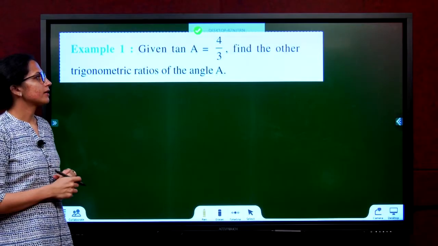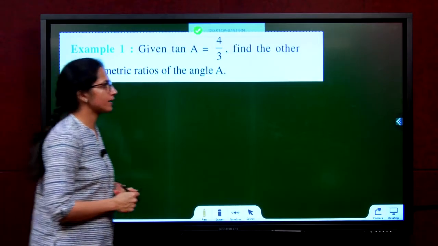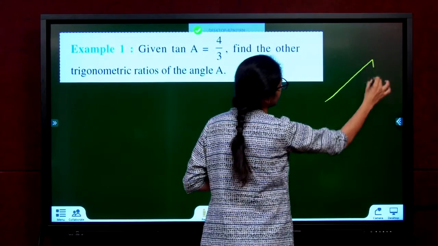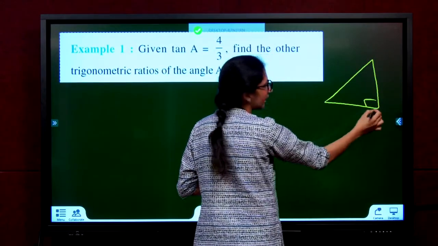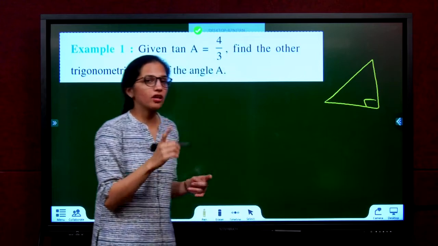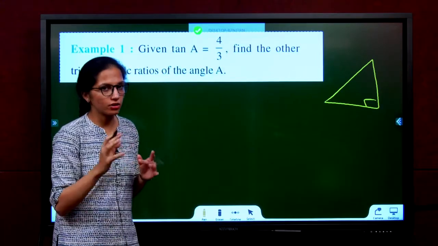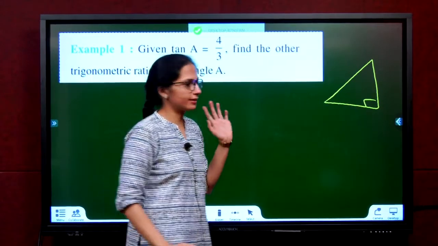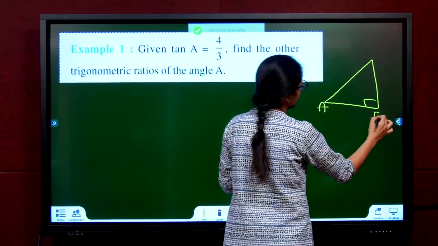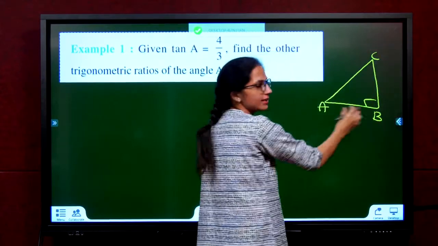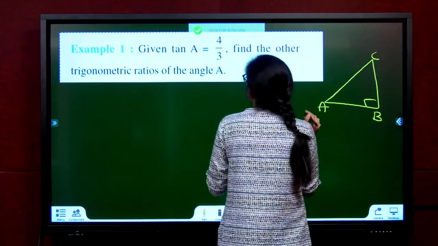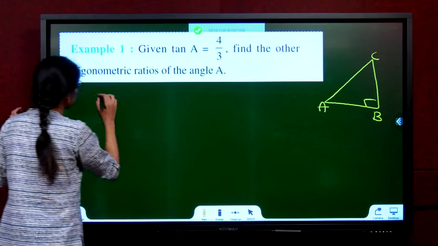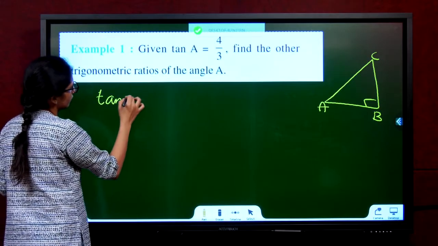Example 1, given tan A is equal to 4 by 3. So first draw a triangle, mark 90 degrees. Can this be A? No, because trigonometric ratios are applied for acute angles. In your case, what we studied, you will not take the 90 as A, because you don't know the angle. So A, B, C. You can even take this as A, B, C, no problem. They've given tan A is 4 by 3.